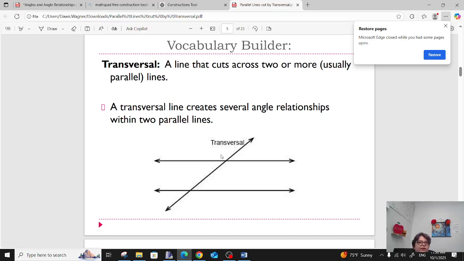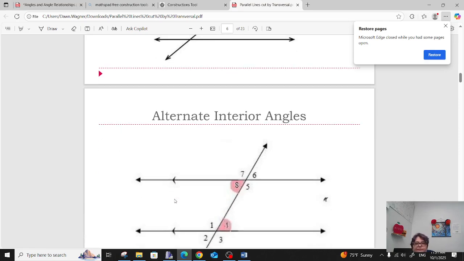Transversal. We talked about a transversal earlier today. It's a line that intersects two lines. Normally, when we're talking about transversals, we think of them being parallel. But you could have a transversal that's not parallel. But this would be the transversal because it intersects both of these lines here. Does that make sense? Okay.